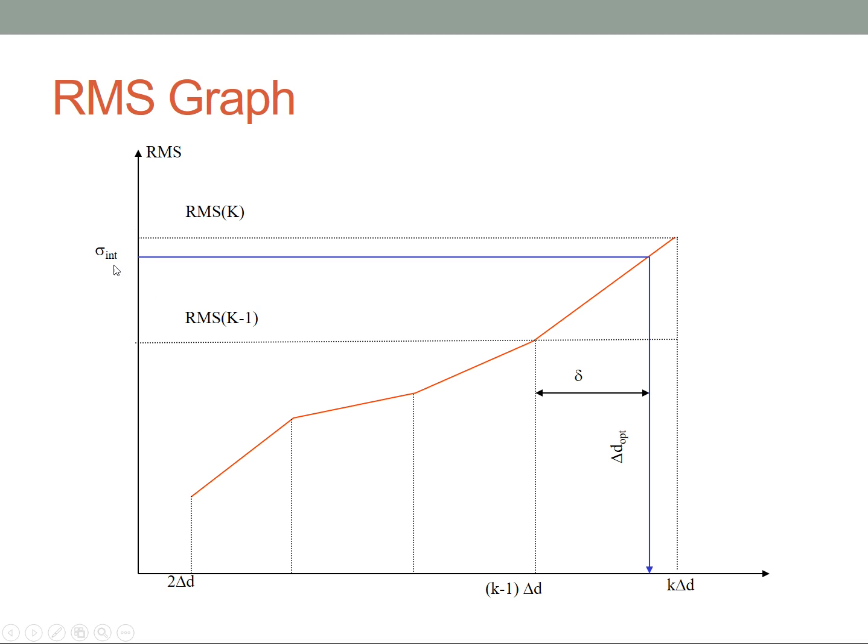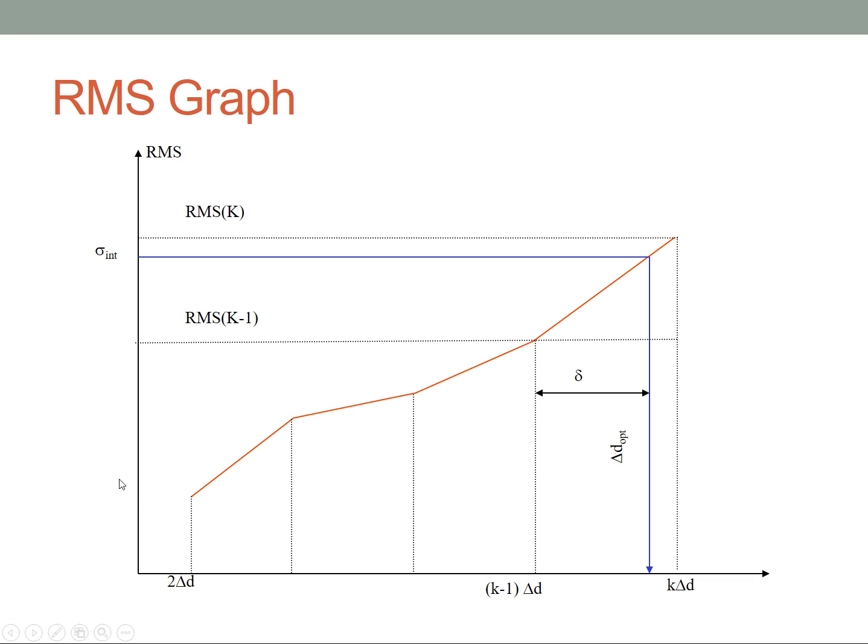So I have my graph. On the bottom here, I have my delta D. Delta D is my sampling rate. So this one, for example, might be 10 centimeters. And then this point here might be 20 centimeters, and then 30 centimeters, then 40 centimeters, and 50 centimeters. These are going to be equal all the way along. You're going to change it at an equal interval.